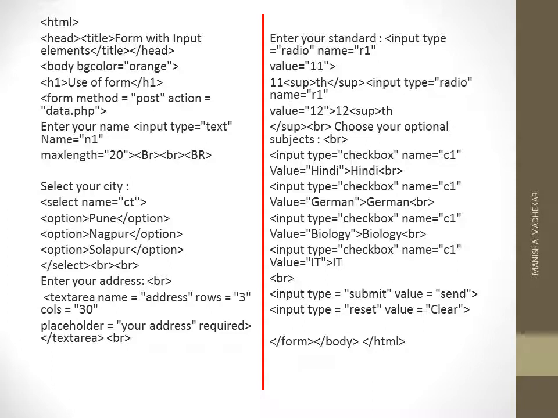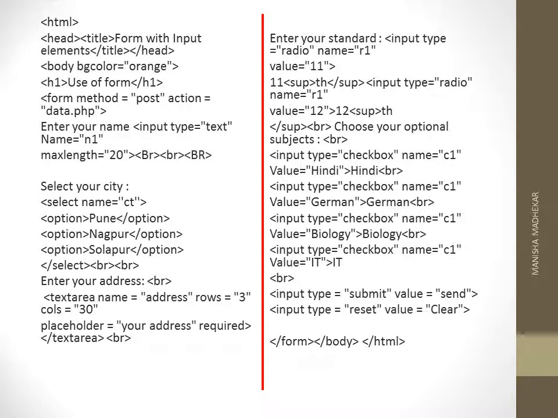The next is input type is equal to text, where you will be able to enter your name. Select your city, where there was a drop down list with the initial city as Pune. There are many options: Pune, Nagpur, Solapur. Okay. Then enter your address. There is a text box for entering address with rows 3 and cols 30. As I said, rows 3 will decide the height of the box and cols 30 will decide the width of the box. Next is for entering the standard, there is a radio button, only one selection.